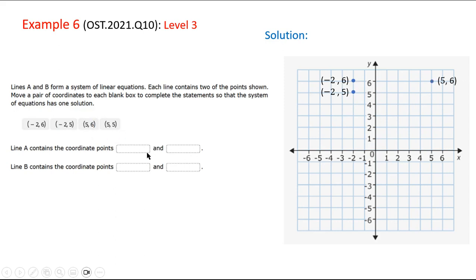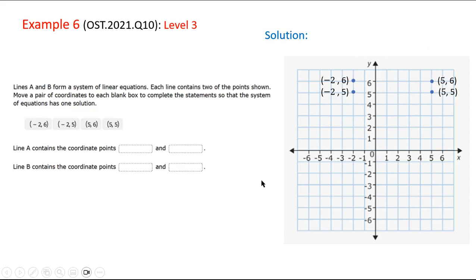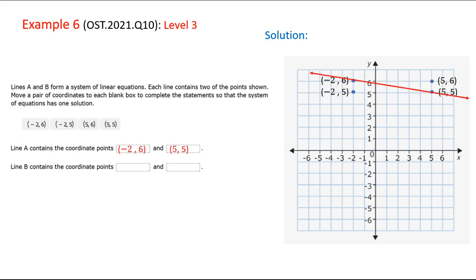5, 6. 5, 5. So these are the 4 points. Now, if you make a line here and a line here, those lines are parallel and they will not intersect. There will be no solution. So that doesn't work. If I do a line like this and a line like this, again, these are parallel lines and they will not intersect. So now the only option left for me is to do like that. So now if A is the line going like this and B the line going like this, then you will have one solution. They will intersect and the system will have one solution.